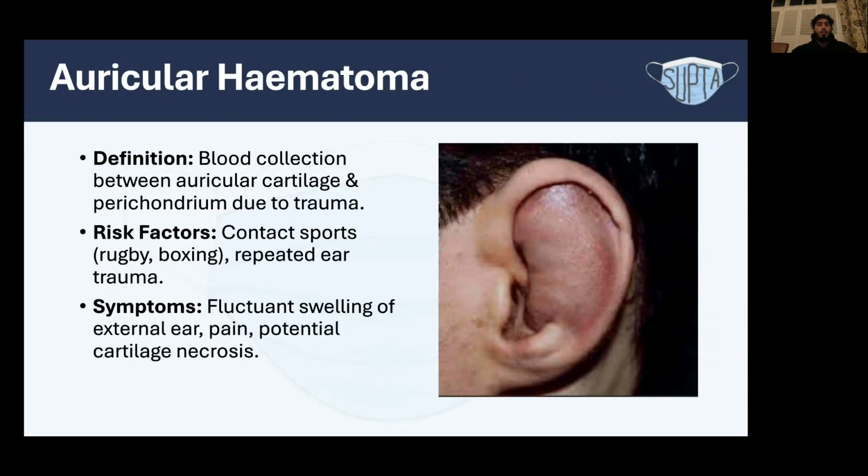So auricular hematoma. This is like cauliflower ear. I'm sure you guys have heard of it. It's caused by blunt trauma, often in contact sports. So you'll see it classically for the Dagestanis, MMA, also seen in rugby, boxing as well. Blood collects between the auricular cartilage and the perichondrium. If we leave it for so long, it leads to cartilage necrosis and permanent deformity. And it presents as a tender, fluctuant swelling of the ear because it's fluid, it's blood.